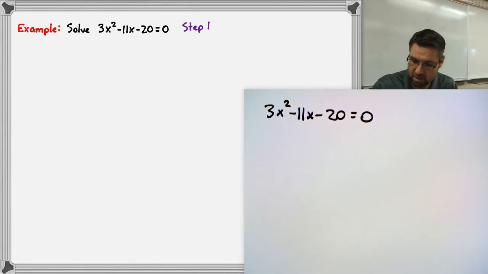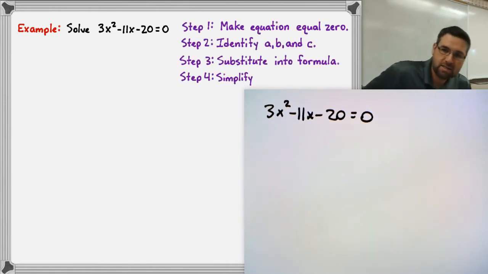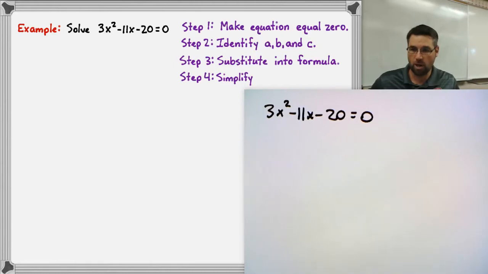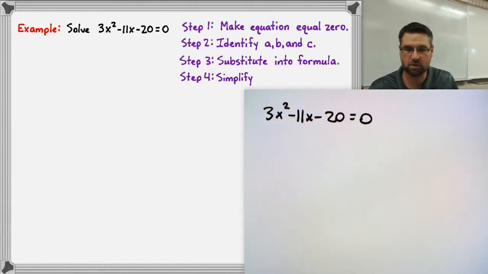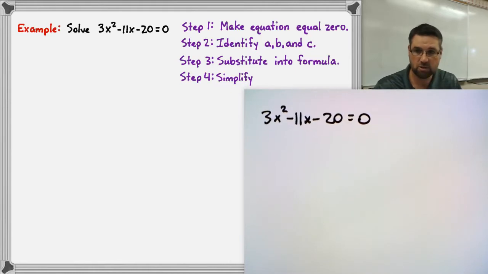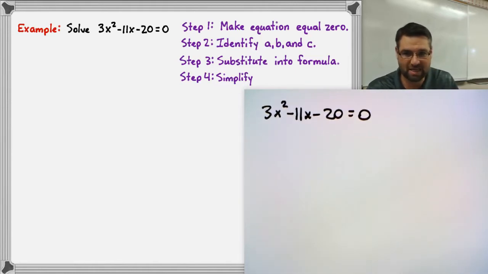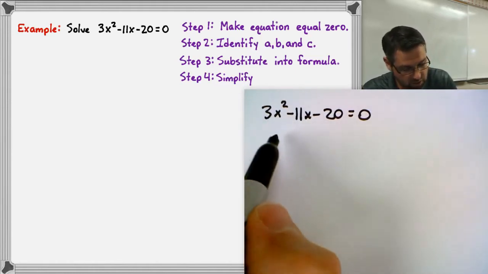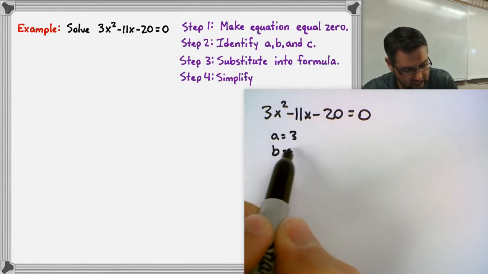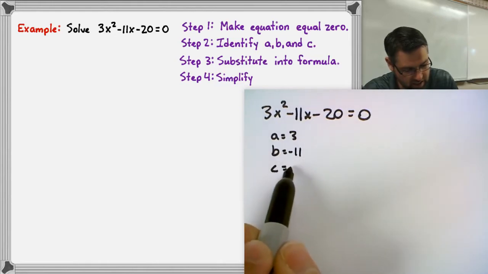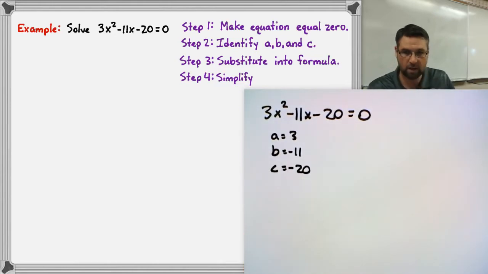So remember the process here. I've got the process all listed out here. Step one is to make the equation equal to 0. Well, we can see that the equation is already equal to 0, so we don't have to worry about that step so much. Step two, it says to identify our a, b, and c values. So we're going to do that. Our a is 3, our b is negative 11, and our c is negative 20, okay?